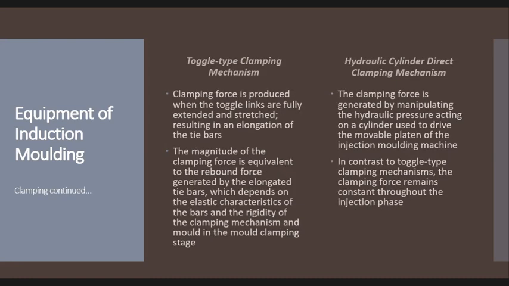So there are two types of clamping mechanism. One is the toggle type clamping mechanism. In this mechanism, the clamping force is produced when the toggle links are fully extended and stretched, resulting in an elongation of the tie bars. And in the hydraulic cylinder direct clamping mechanism, the clamping force is generated by manipulating the hydraulic pressure acting on a cylinder used to drive the movable platen of the injection molding machine.